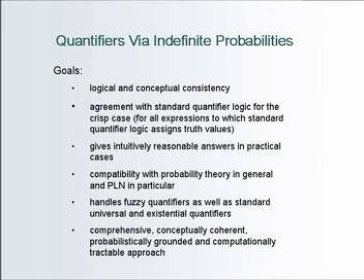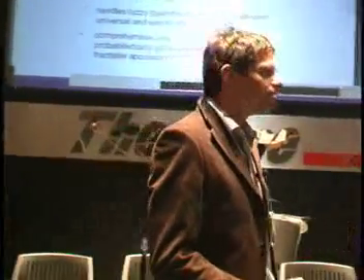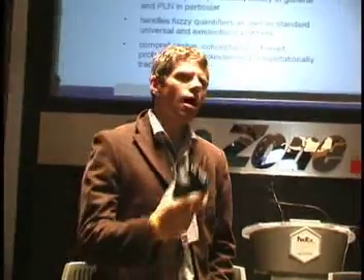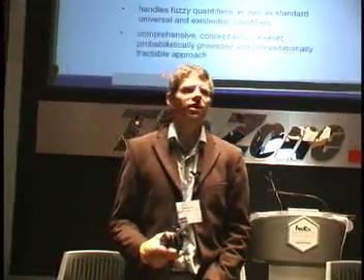Some of the goals we had in mind as we were developing quantifiers via the indefinite probabilities is we wanted logical and conceptual consistency. In the limit case, agreement with standard quantifier logic for the crisp case. There are some subtleties involved here, and that's the parentheses there: for all expressions to which standard quantifier logic assigns truth values, we're going to have truth values on certain objects that won't exist in the standard crisp case. We want intuitively reasonable results, compatibility with probability in general and with the PLN system in particular. The key component here, we want to be able to extend quantifiers to include both crisp quantifiers as well as fuzzy quantifiers.